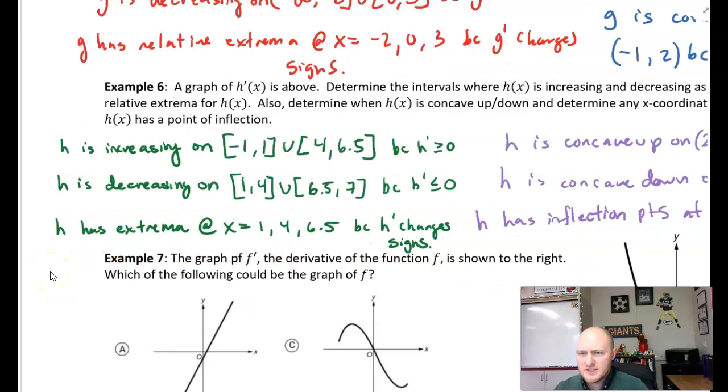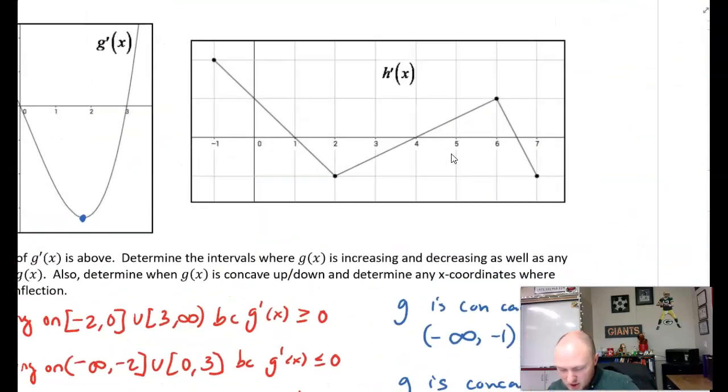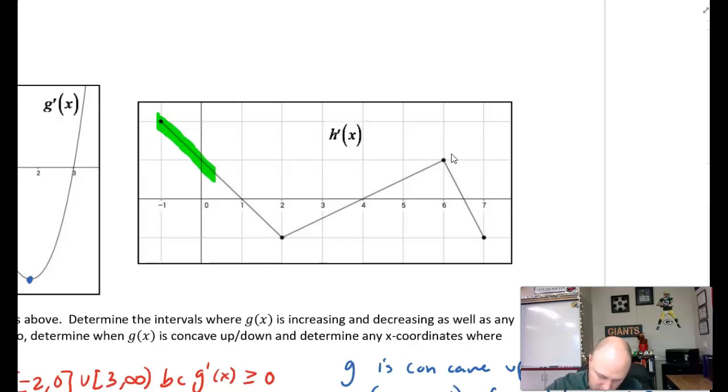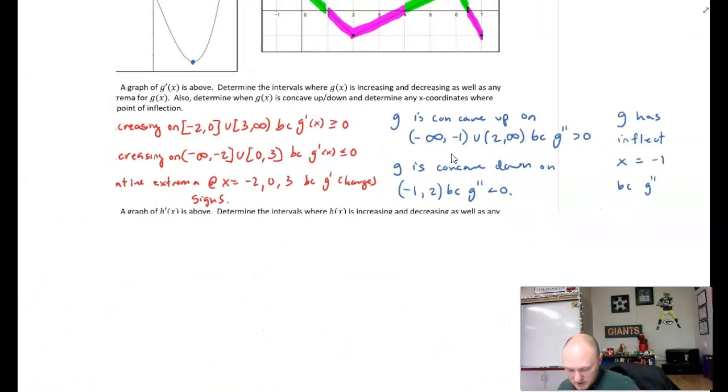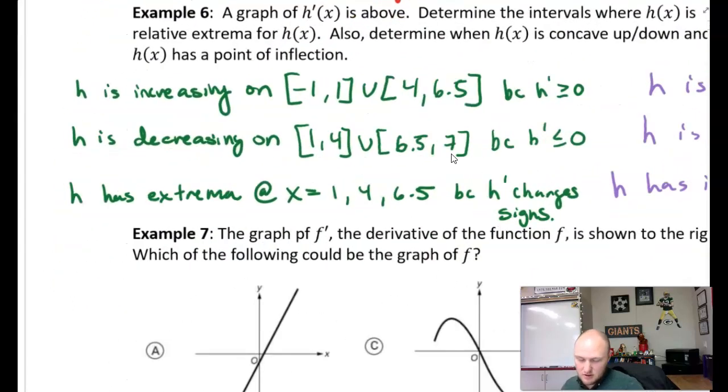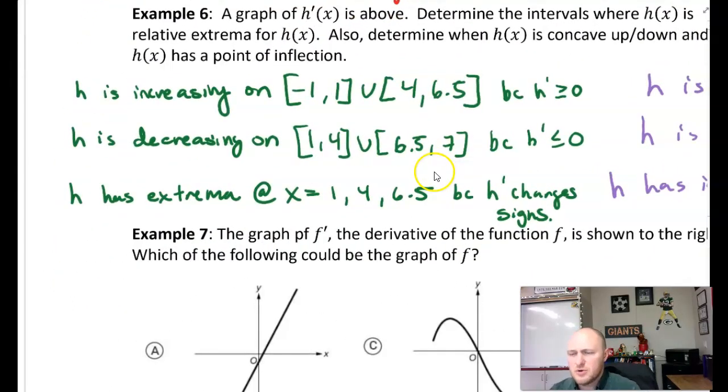All right, hopefully you tried those examples. Here are the solutions for example 6. H is increasing on -1 to 1 and 4 to 6.5 closed intervals because h prime is greater than or equal to 0. You can see on the graph that our function is above the x-axis. Again, this is h prime, and that means that our function is increasing. It's decreasing whenever h prime is less than or equal to 0. So h is decreasing on 1 to 4, union 6.5 to 7 inclusive, because h prime is less than or equal to 0.